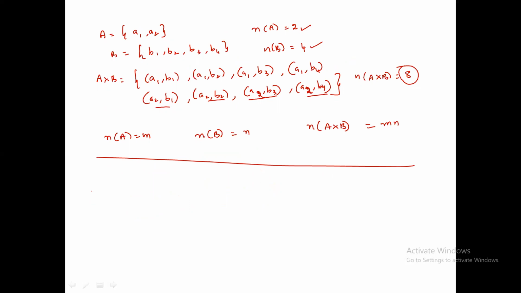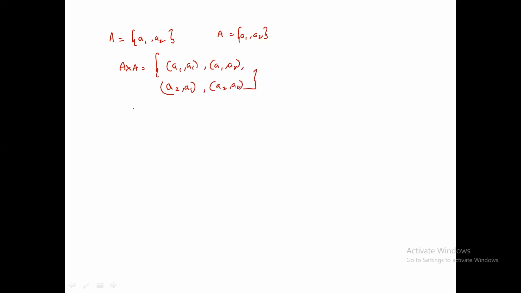Suppose I take another example. If I take A as {A1, A2}, again A only, then I can find A cross A. How? A1 will join with A1, A1 will join with A2. Then A2 will join with A1, A2 will join with A2, like this. So the number of elements in A is 2 and the number of elements in A is 2, so the number of elements in A cross A will be 2 into 2, that is 4.